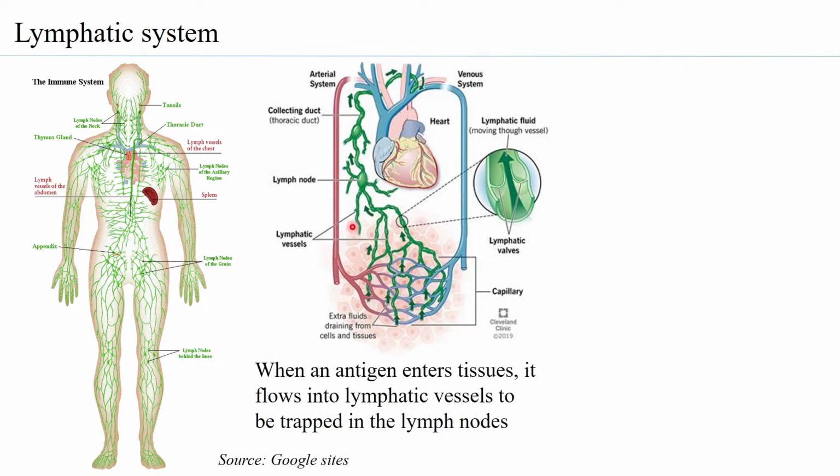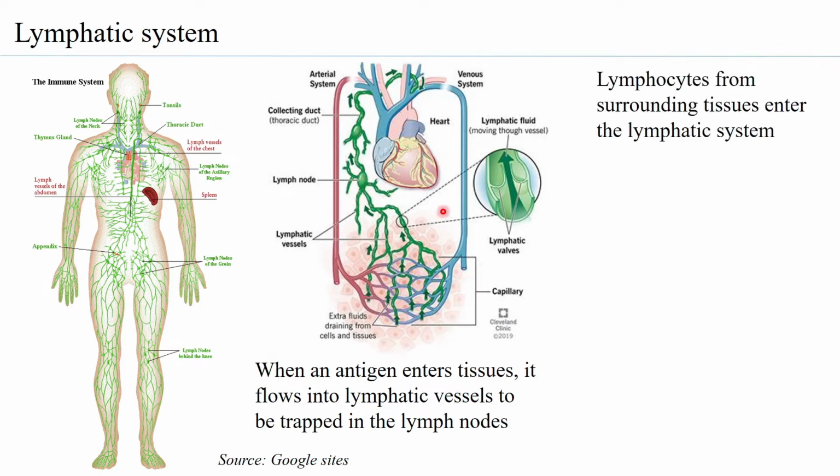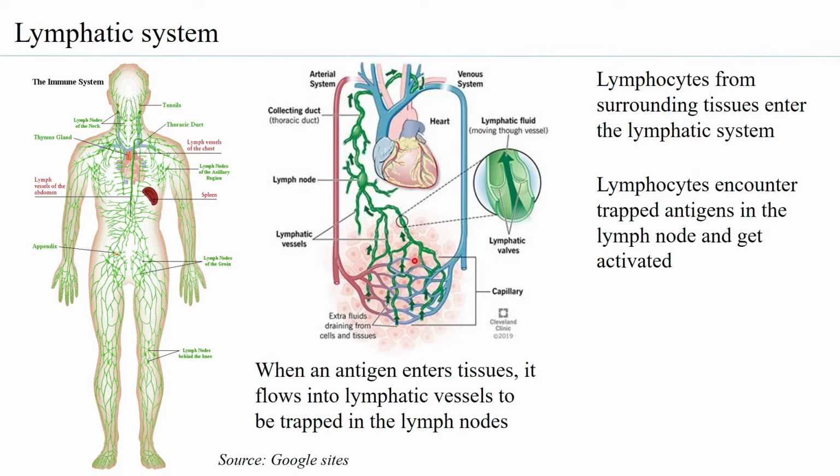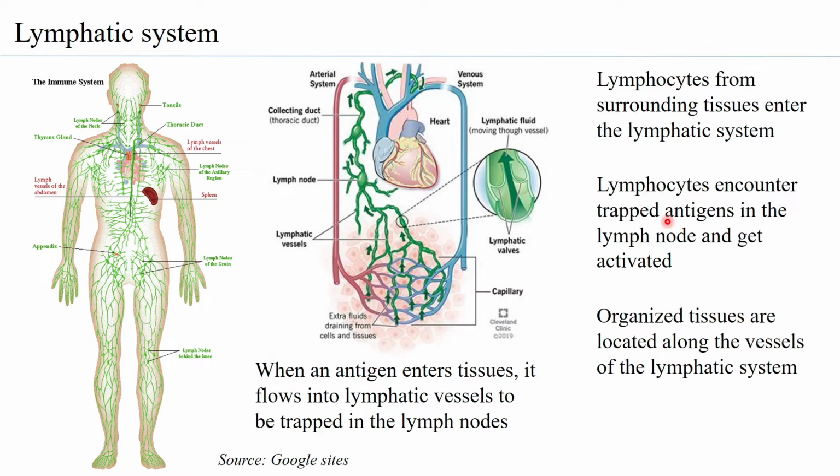Now, when an antigen enters tissues, these antigens can flow into the lymphatic vessels along with the lymph. Once the lymph with the antigen enters the lymph nodes, the antigens get trapped there because of the structure that the lymph node has. Now, that is a strategic thing that is happening. The lymphocytes that are there in the tissues will also be collected again by the lymphatic system, and will be carried along with the antigen all along the lymphatic vessels. These lymphocytes, therefore, can encounter the antigens that have been trapped in the lymph node, and in response to that antigen, the lymphocytes get activated. And due to their activation, there is an immune response.